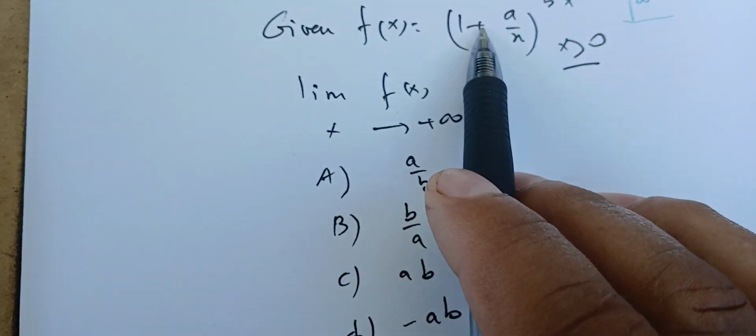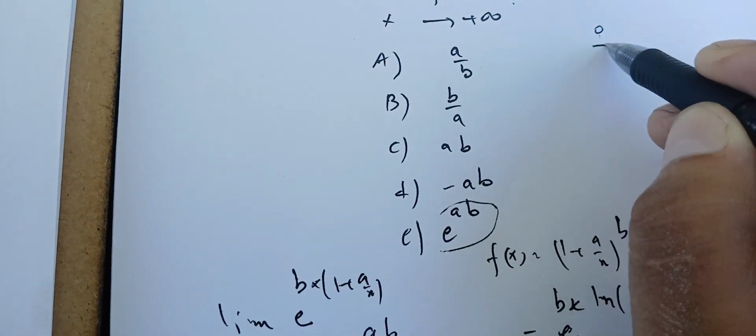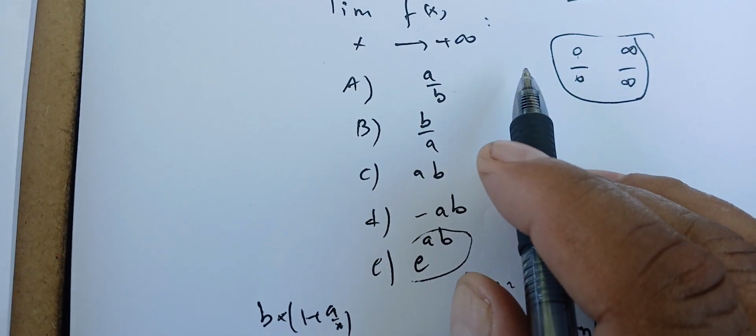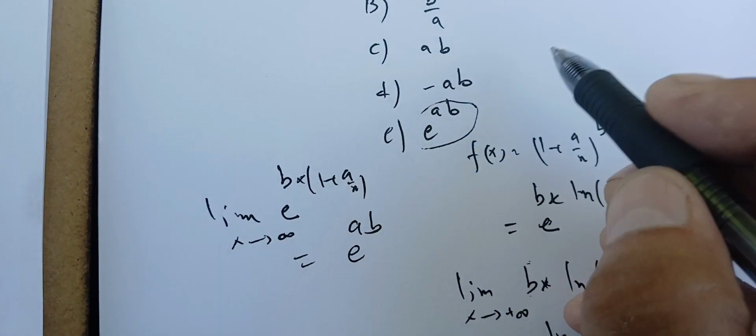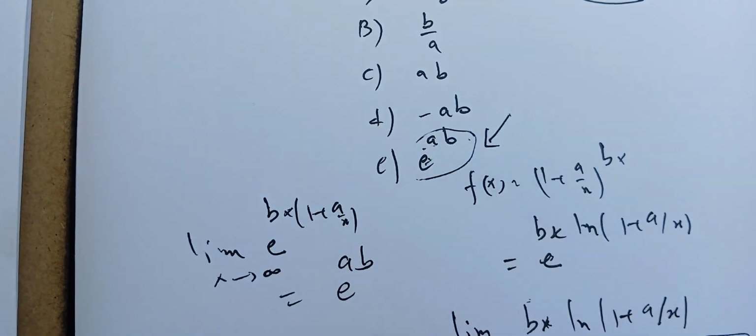So we always try to bring this to either the form 0 over 0 or infinity over infinity, to be able to apply L'Hopital's rule. This answered the quiz. So the answer is e to the ab, and this ends our video.